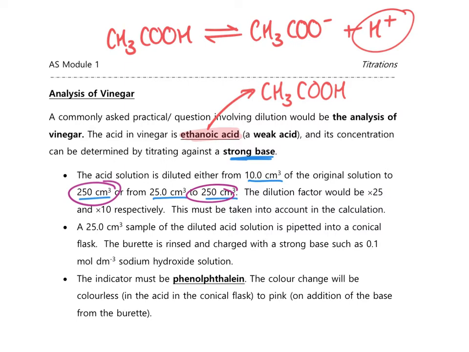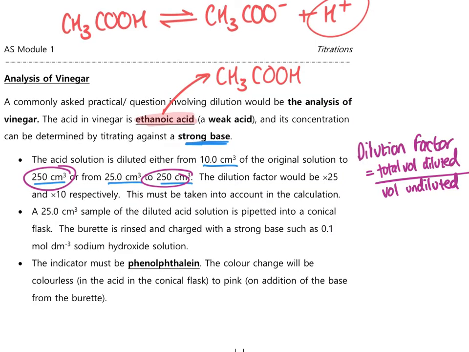So the dilution factor will be really important at the end of your calculation, and that will allow you to calculate the initial concentration of the acid before you dilute it. And the dilution factor is calculated by taking the total volume of the diluted solution and dividing it by the volume of the undiluted or the original solution.